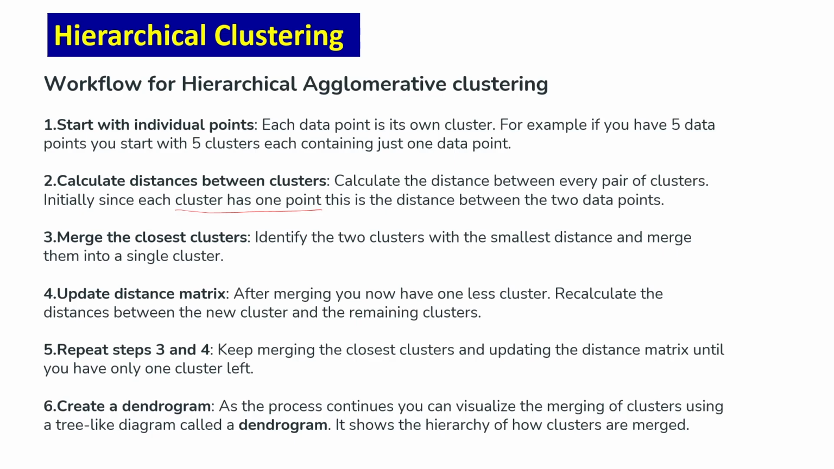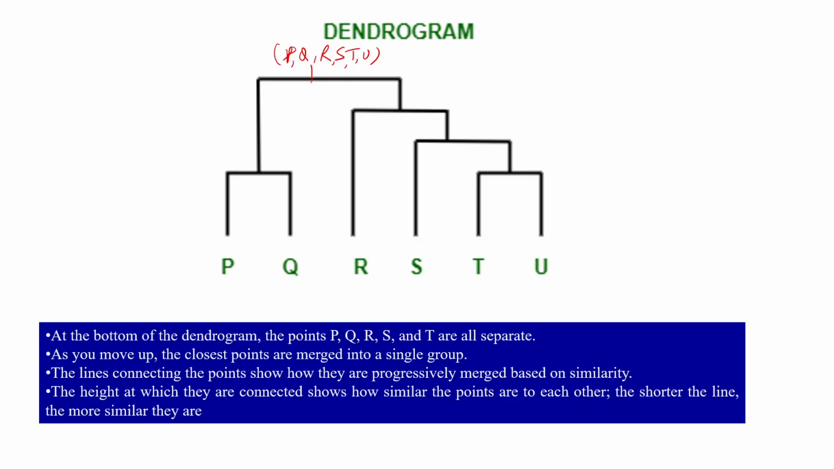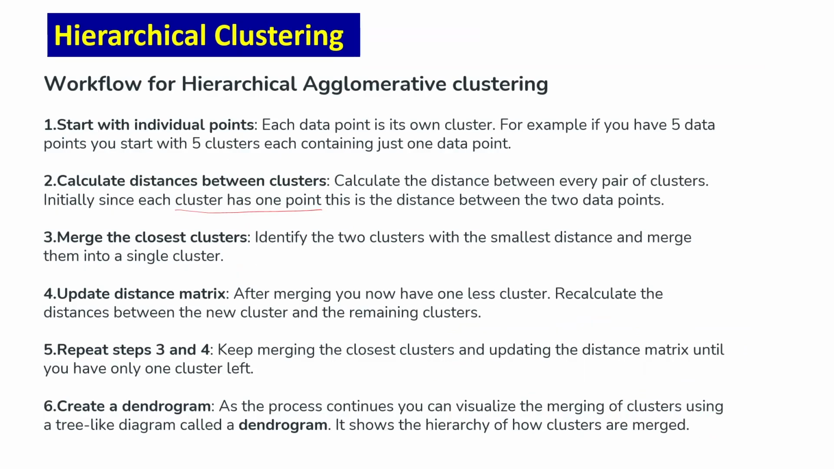Then merge the close by clusters, identify the 2 clusters with the smallest distance. You can see this is the smallest distance, so you merge them. This is also a little smaller, this is also a smaller distance, and this is a little bit higher. So, you put them together that way. And you always update this matrix. Every time you do this calculation, you have to update the matrix, recalculating the distance between the new clusters and the remaining clusters. And you repeat steps 3 and 4 again and again. That is the workflow used in hierarchical agglomerative clustering.